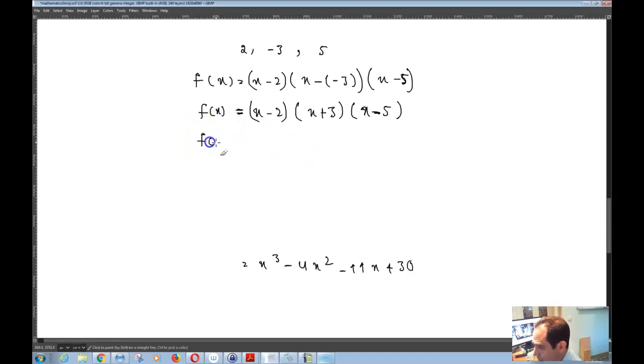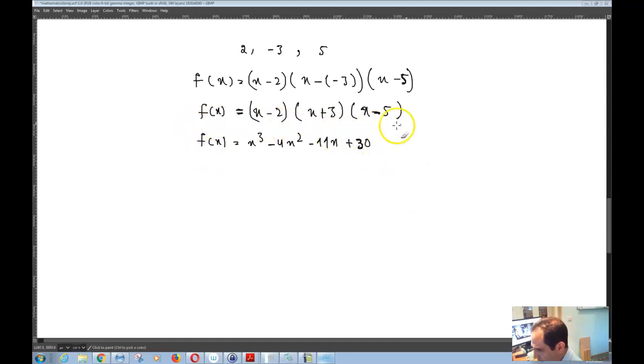So then you can say that your f of x is x cubed minus 4x squared minus 11x plus 30, which means that when you factorize this polynomial, you will get these factors as x minus 2, x plus 3, and x minus 5, which means that the zeros of this polynomial are these three numbers. And of course, since you have three zeros, it's a third degree polynomial. So far we have no problem.